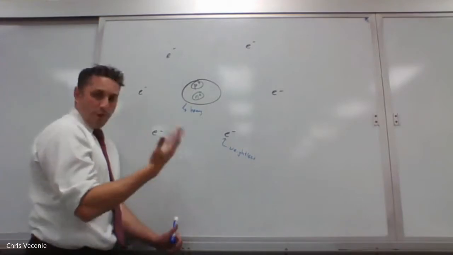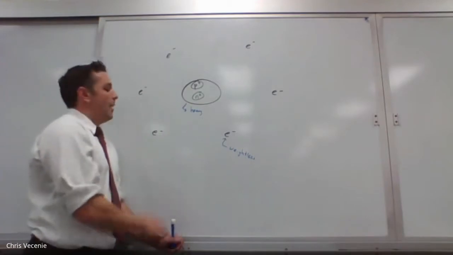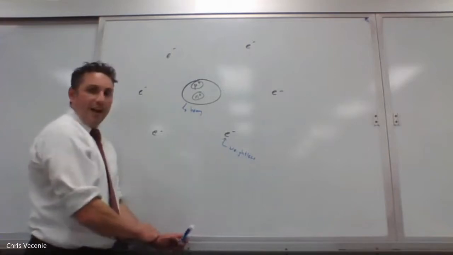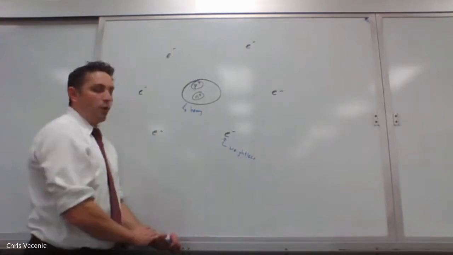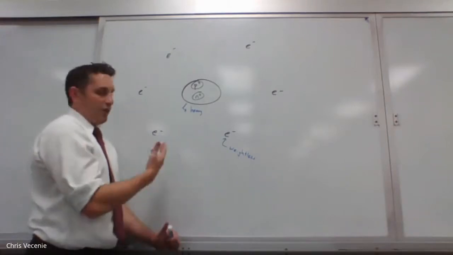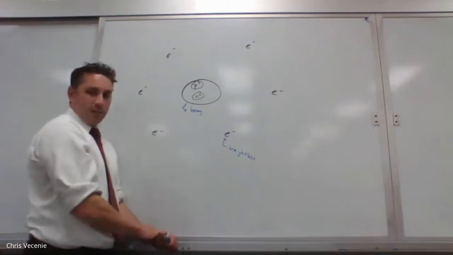Different people found those different parts. You had J.J. Thomson discover the electron. Robert Millikan figured out how heavy it was. Rutherford did the gold foil experiment that discovered the proton and the nucleus. And James Chadwick discovered the neutron.